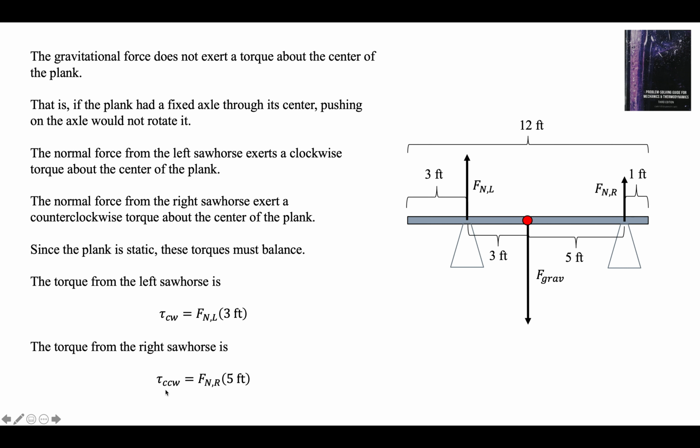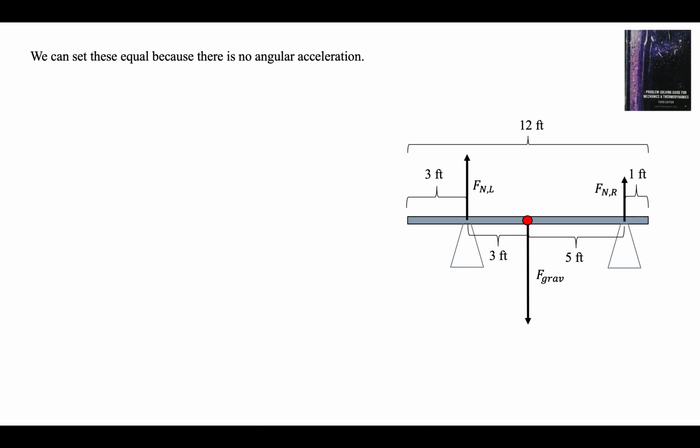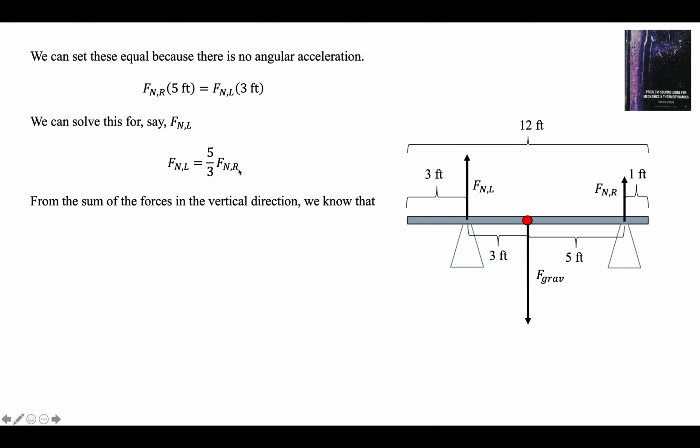We have one torque spinning it counterclockwise. We have one torque spinning it clockwise. It ain't spinning. Those torques must balance. We can set them equal. So we set these equal, divide by 5 feet, divide by 3 feet, solve for the normal force from the left, and we get the normal force from the left is 5/3 the normal force from the right.